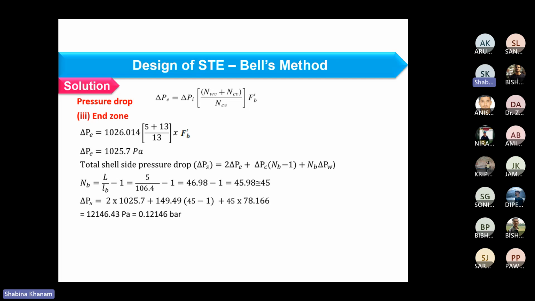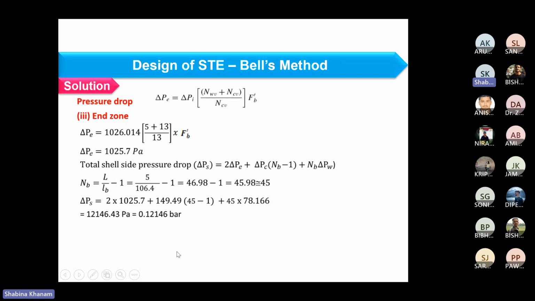So once we do this, we need to count the number of zones, and the number of zones: two zones of end, and we have NB minus 1 cross flow zones and NB window zones. So we need to find out NB, that is the number of baffles, how we need to count, and that number of baffles should be capital L by LB minus 1. So that you need to consider.